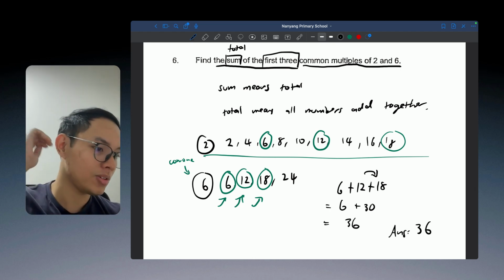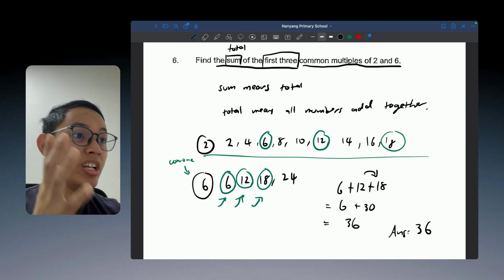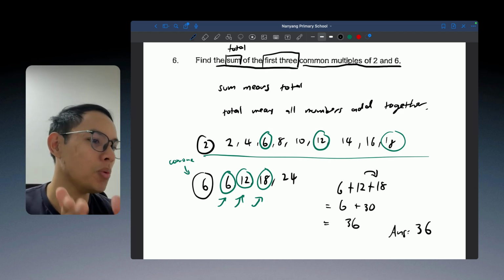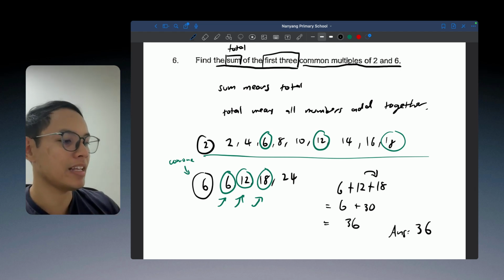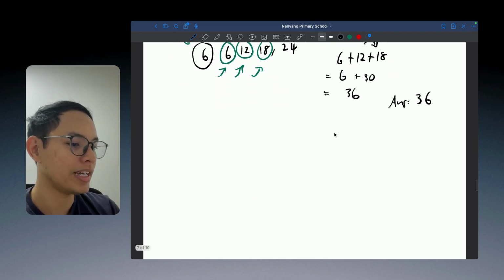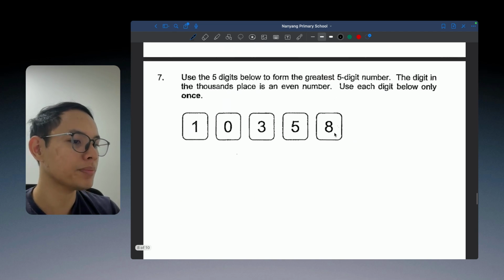All right. So always read the question, break down slowly what they need to do, and then get the answer as well. All right. Let's move on to the next question.